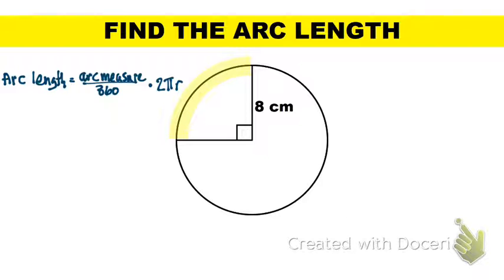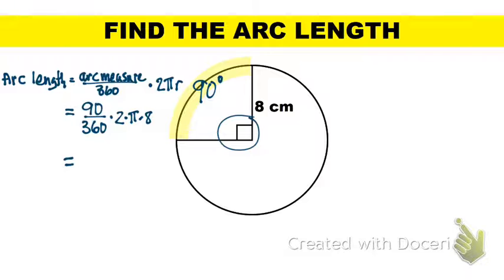So now when I go to solve this problem, the arc measure is a right angle, so this arc is 90 degrees. The arc length is 90 over 360 times 2 times pi times the radius, which is 8. So when you type this into your calculator, it's probably easiest just to use the fraction button and put in 90 over 360, and then times 2 times pi times 8. And when you type that in, it's going to come out to 4 pi.